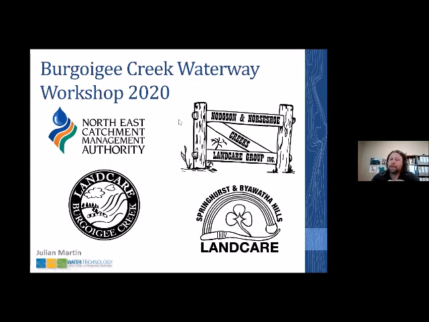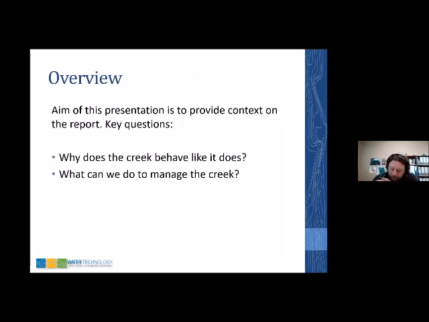Here we go. So the aim of tonight's presentation is effectively to provide context to the existing report. So we've got all that good information that's been put within the report. And I thought probably the most benefit for us in terms of the presentation tonight is to put the report into context and answer a couple of key questions like, why does Burgoigee Creek look and behave like it currently does? And what can we do to manage the creek moving forward?